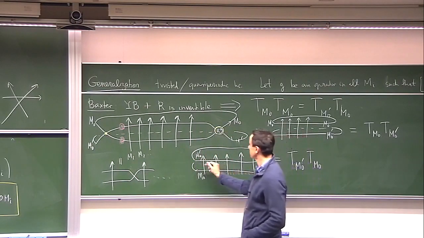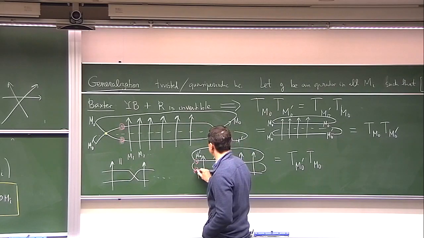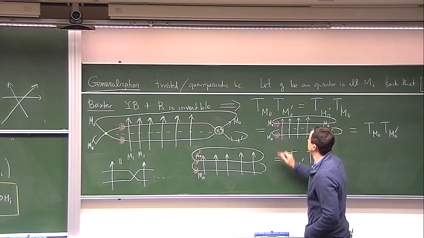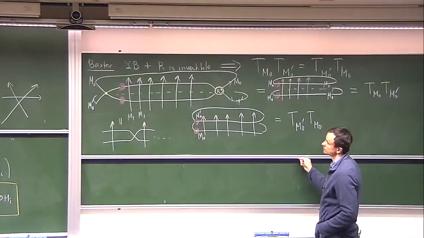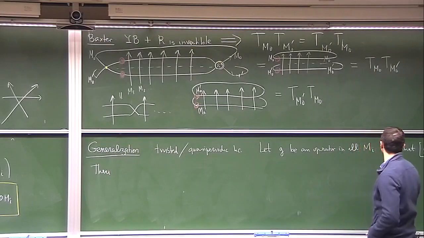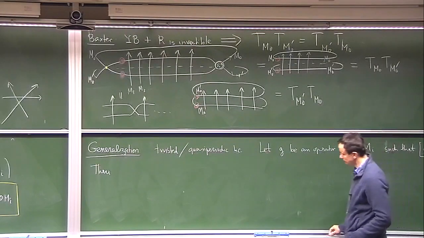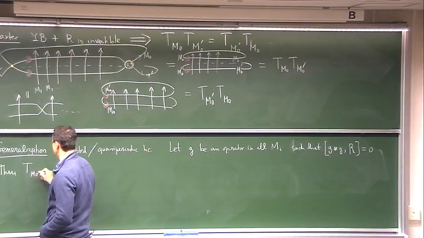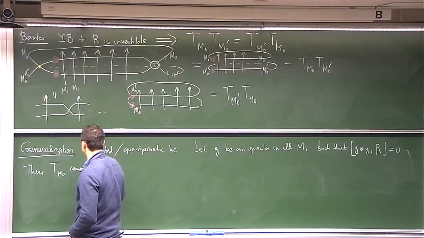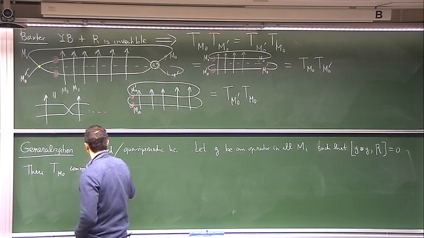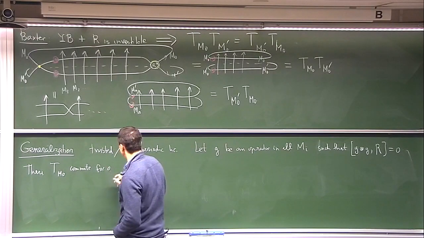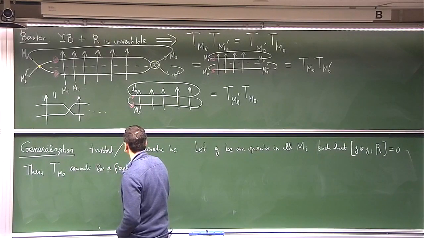So I get G, G, G, G. Then this matrix is then Tm0. So what do you commute, what, for any fixed G?